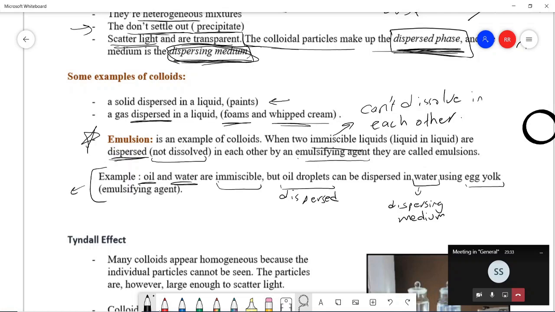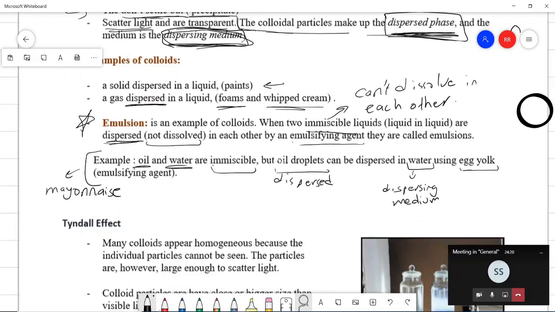This example, please write this down. This emulsion of oil and water is actually used in mayonnaise. So in mayonnaise, the thing that we eat, the normal mayonnaise that we put on our sandwiches, some of it is oil and water. Yeah, they have other things too, other flavors too. But the basic thing is oil dispersed in water, not dissolved, by using egg yolk. So that is also a colloid.